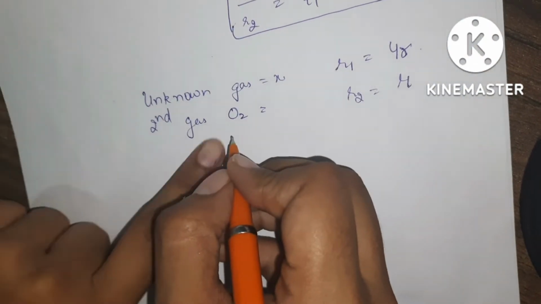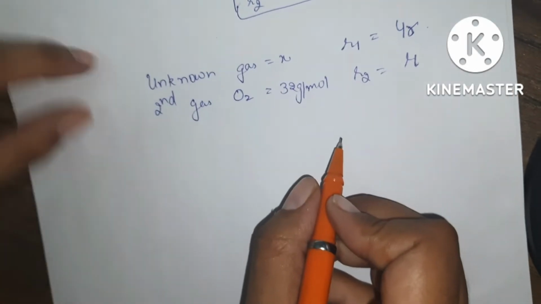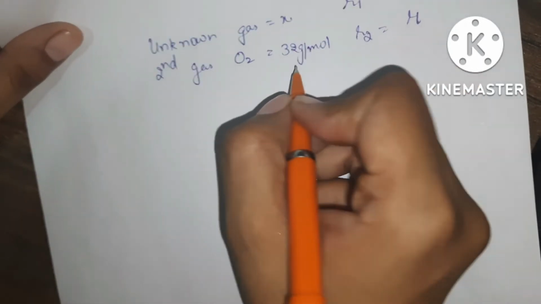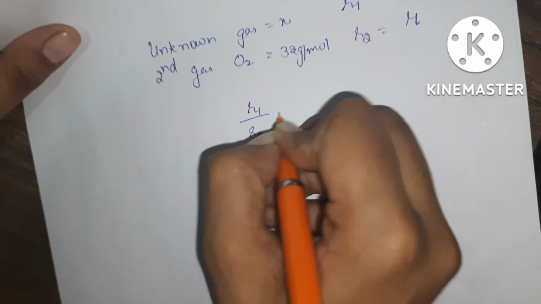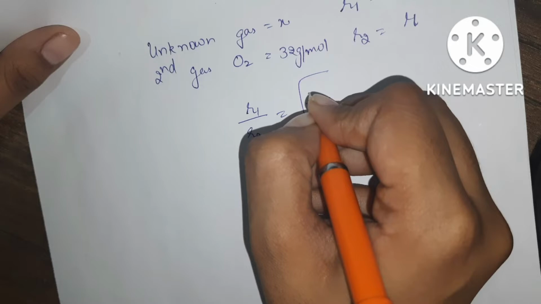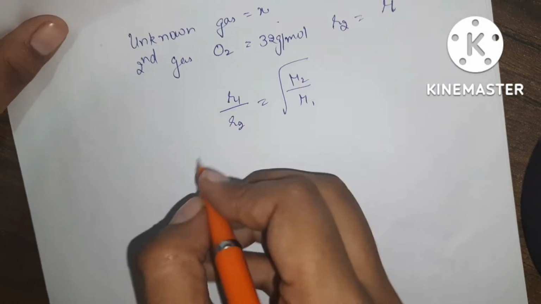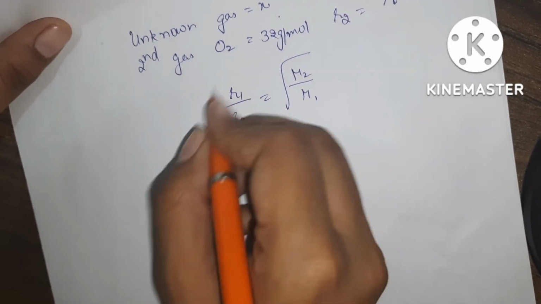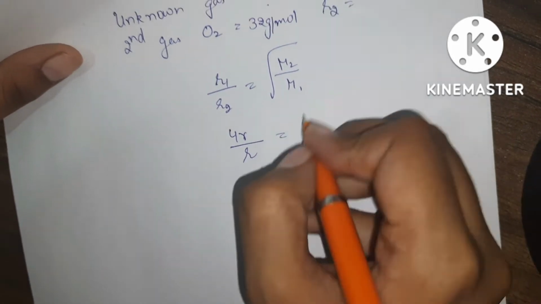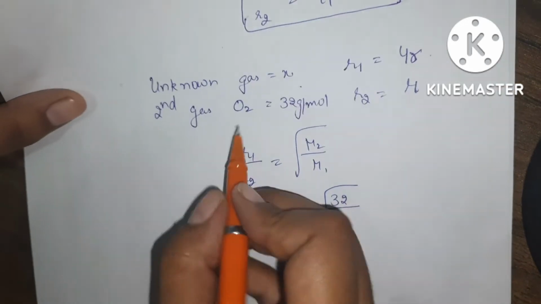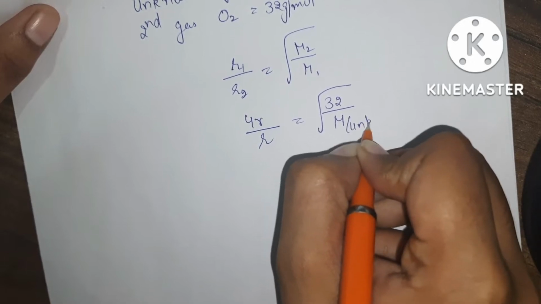Second, the oxygen molar mass is 32 gram per mole. You can write the unit; I have already discussed that you need to put the unit. Now R1 divided by R2 is equal to root M2 divided by M1. If I am taking R1 as the unknown gas, then 4R is the diffusion rate of the first gas, the unknown gas, and R is the diffusion rate of O2. Then M2 is 32, meaning the molar mass of oxygen is 32, and M1 is the molar mass of the unknown gas, which we need to calculate.